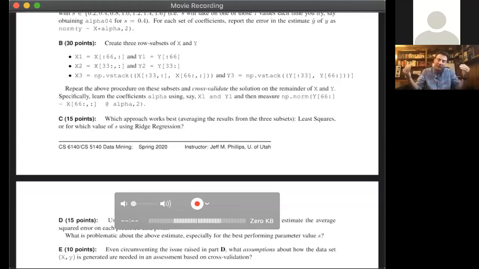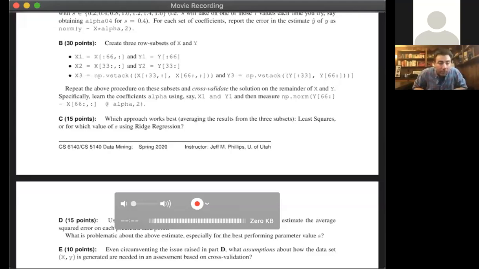Then D has a second part, which asks what is problematic about the above estimate, especially for the best performing parameter value of S. I'm not going to totally give you this answer, but this is something we talked about in the lecture on cross-validation. If you do any one of these things, it's fine. But if you read this carefully, there's an issue, and then there's also some assumption you need to make in E. Ultimately the answer is very simple. I'm hoping this clarifies what's going on.